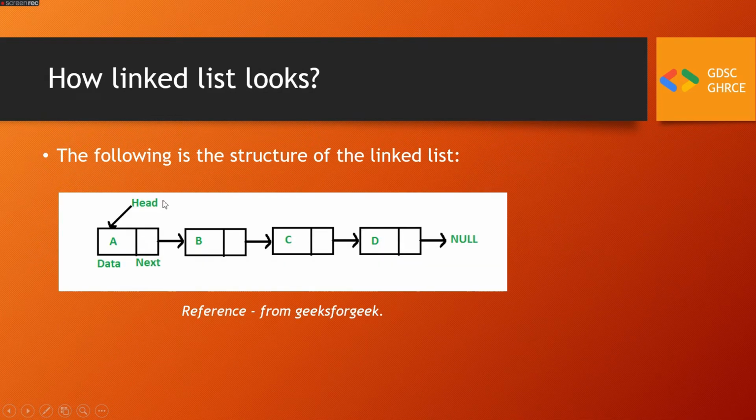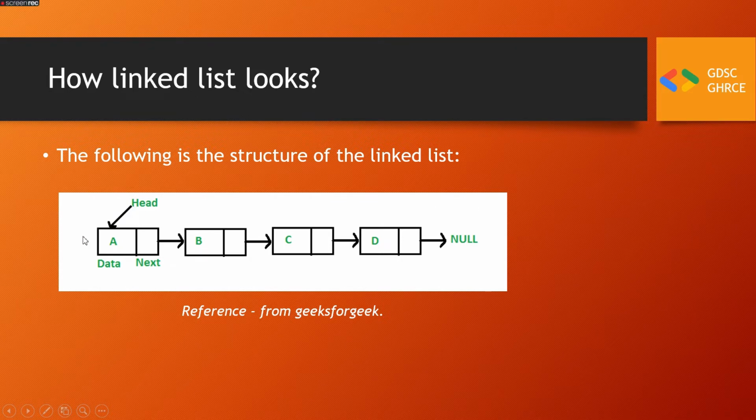how linked list looks. The following is the structure of the linked list. Now let's understand the structure of the linked list. Now there is one head which is storing the address of this node, which is the first node in this linked list. So what we learned? We learned that the address of the first node is stored in a head. Now using this single head, we can traverse the complete linked list. Isn't that surprising? Yes, it is. Using a single head, you can completely traverse this linked list.